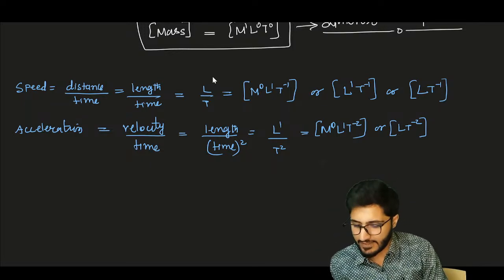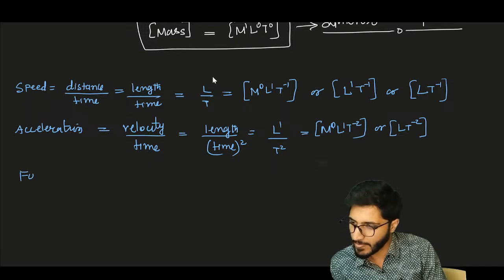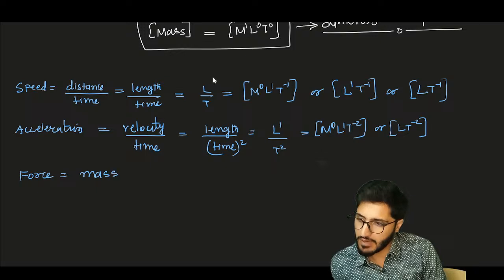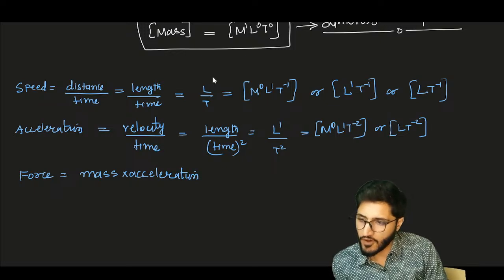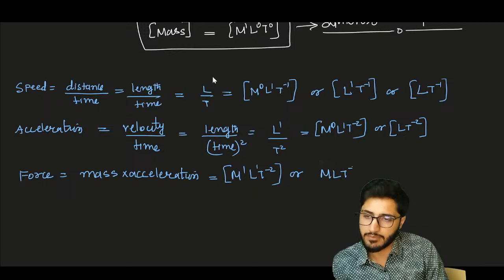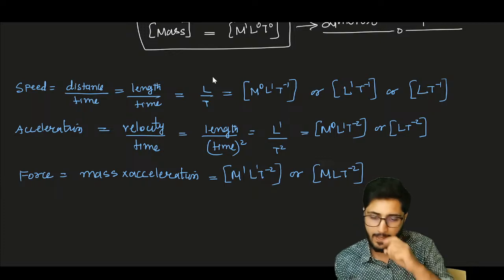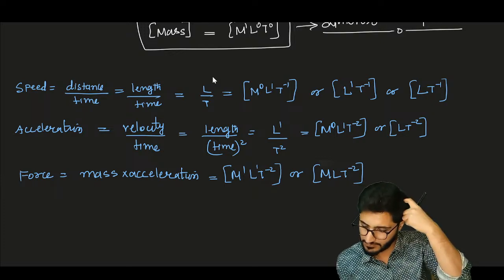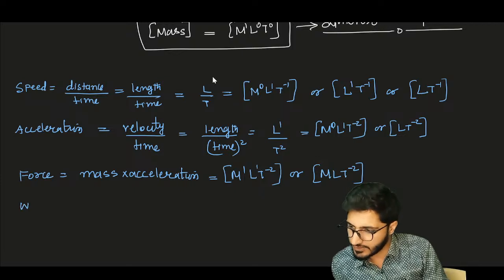Now we are having force. Force is mass into acceleration. For mass we are having M. Mass 1 times acceleration is LT minus 2, or I can write it as MLT minus 2. MLT minus 2. Clear?